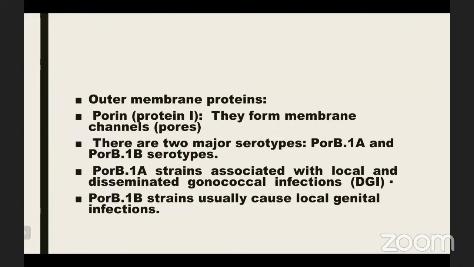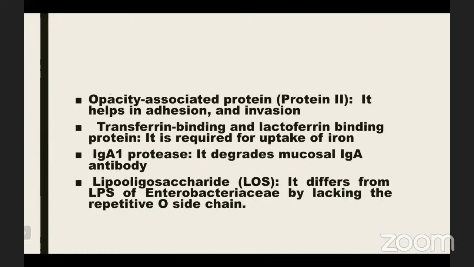Outer membrane protein, porin or protein 1, will form membrane channels or pores. There are two major serotypes, PorB1A and PorB1B serotype. PorB1A strains are associated with local and disseminated gonococcal infection. PorB1B strains usually cause local genital infections.